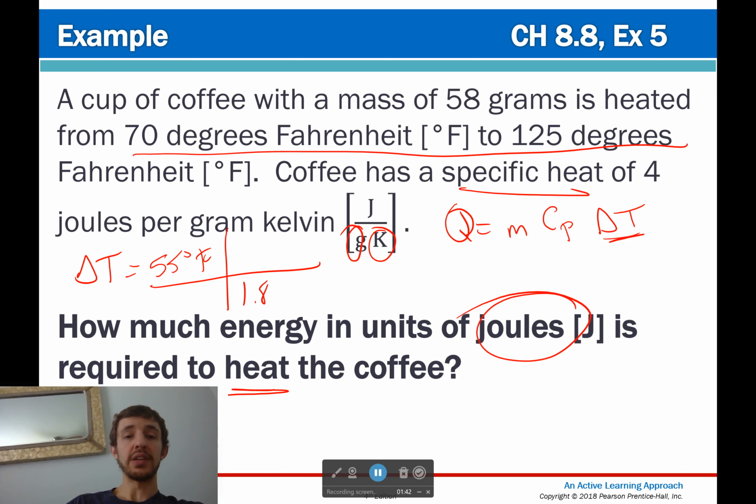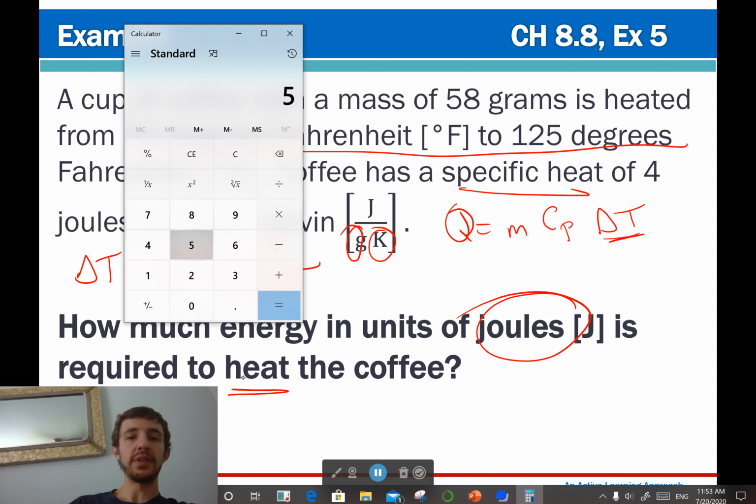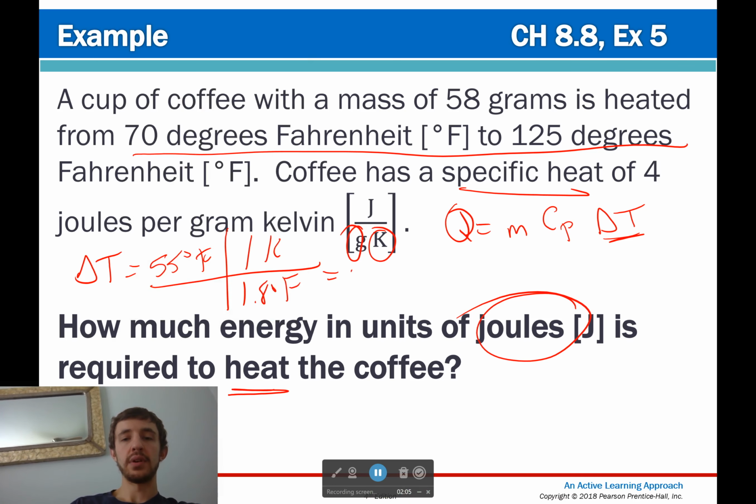There are 1.8 degrees Fahrenheit in 1 Kelvin. It's all about step size here. This is only for temperature change. So let's plug it in. Bring up my calculator. 55 divided by 1.8. It's going to be 30.55 Kelvin. And that's everything.